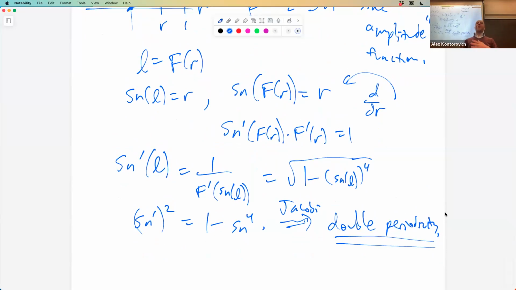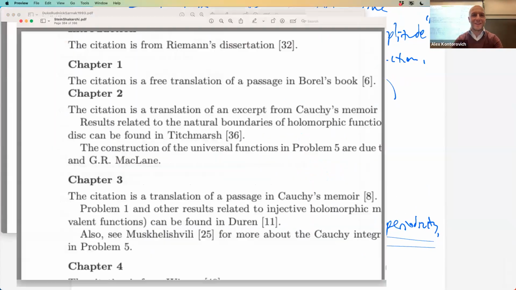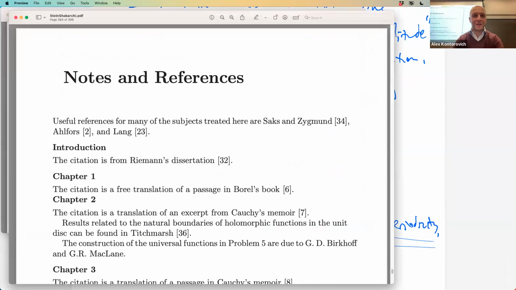But now we want to study doubly periodic functions on the complex numbers. And this is where they came from. And I think Stein-Shakarchi have this great quote. Let's see if I can find it.